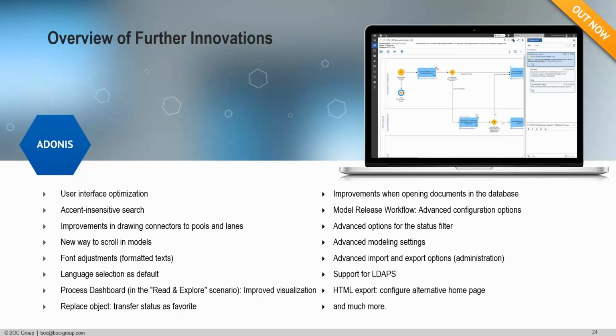If you just hold down the spacebar and the left mouse button together, you can move your mouse around and scroll through, so it's really a nice feature when you're working in a larger model, rather than using the scroll bars at the side or at the bottom. We have some font improvements, so all of your formatted text will now look the same whether it's in the web client or in your PDF reports.